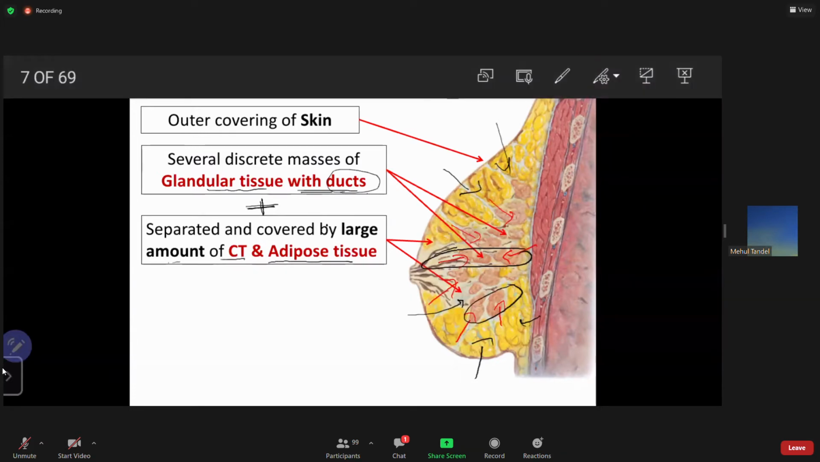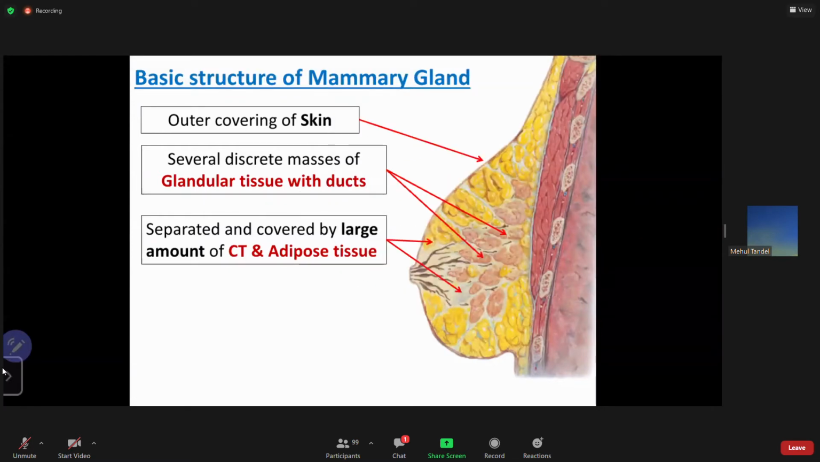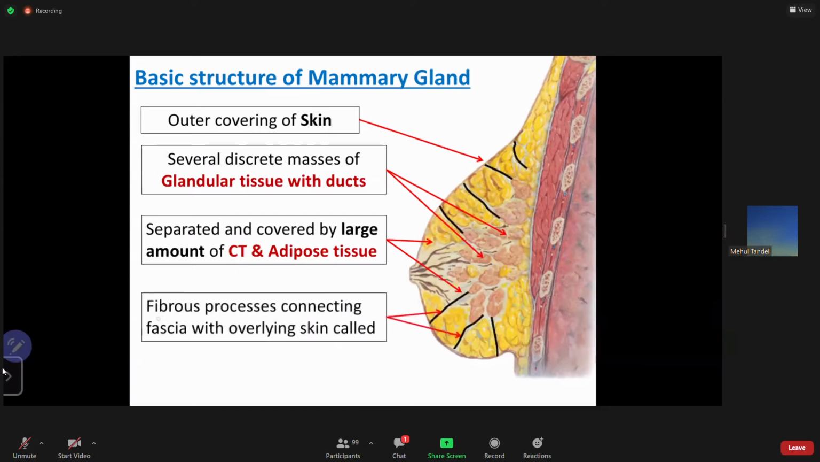Okay. In addition to this, there are several septa, or we can say fibrous processes, which connect the underlying fascia with the overlying skin. All these are the fibrous septa, or you can say the fibrous processes, which connect the underlying fascia with the overlying skin. So these septa are known as, okay, किसी को पता है septa का नाम? This is already covered in your gross anatomy lecture of mammary gland. Do you know the name of these septa connecting the fascia with the overlying skin? You can write in the chat box.